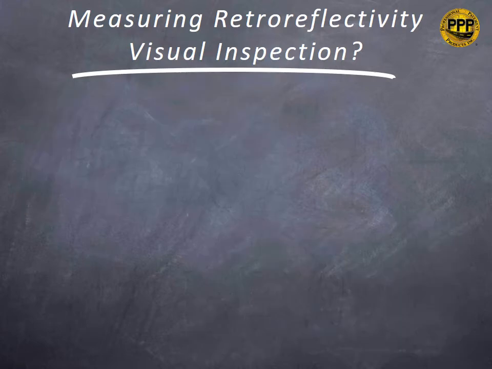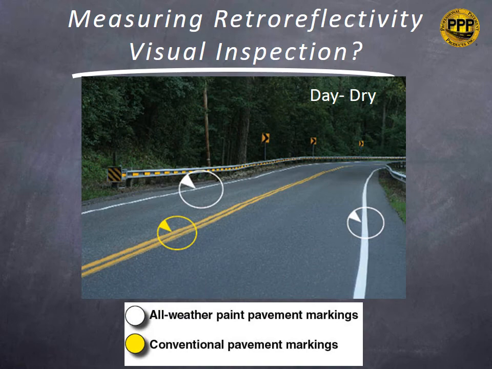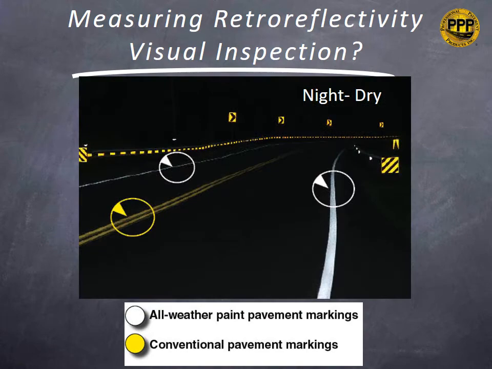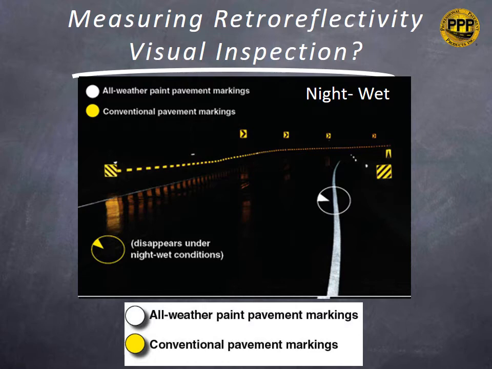Here's another example. This is what the markings and signs look like in the daytime. This is what they look like at night. There's a big difference, isn't there? And this is what they look like in the rain. Notice here that the marking on the right-hand side is specially designed to provide retroreflectivity in the rain.